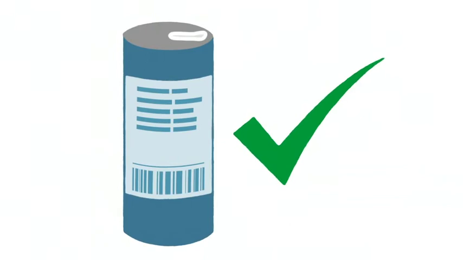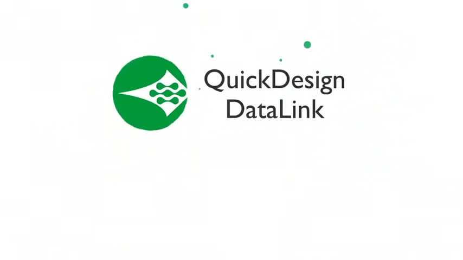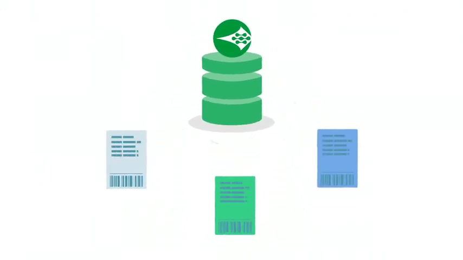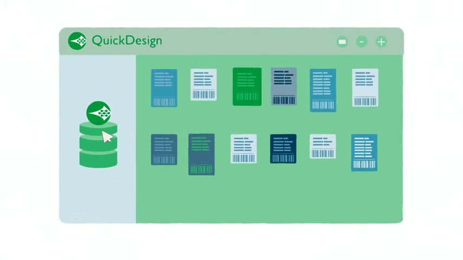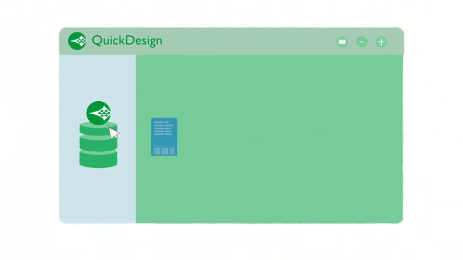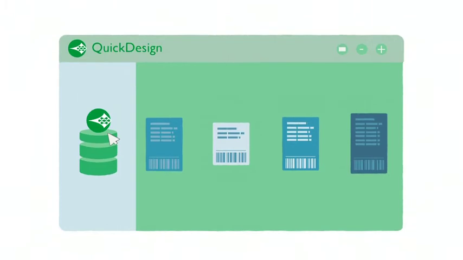So, what would it mean to fix one of the most error-prone areas associated with the updates and maintenance of labels? With Domino's QuickDesign Datalink add-on, product codes and label data can be directly populated from a central database. Plus, by utilizing the QuickDesign Label Designer, templates can be used to reduce the overall number of labels to just the minimum required, with all variables retrieved automatically from the database.